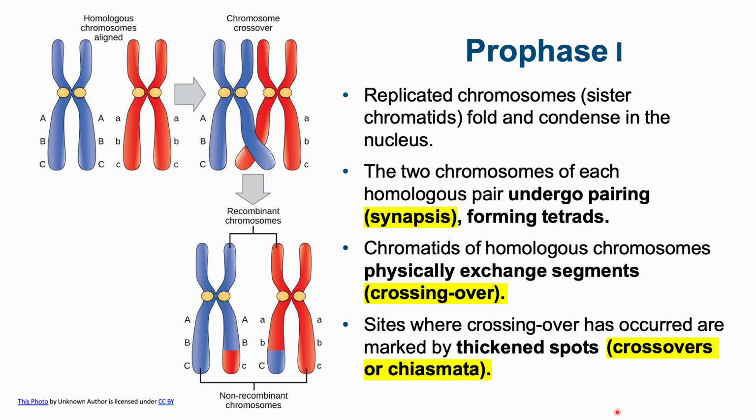Okay, so again, review natin kung ano yung nangyari sa prophase 1. Prophase 1 pa lang to ha. First, yung homologous chromosomes, they will align and then pair with each other, forming tetrads or bivalents. And this event is called synapsis. After synapsis, these homologous chromosomes will undergo crossover or crossing over. During crossover, the sister chromatids of these homologous chromosomes will physically exchange segments. And these segments will be marked by thickened spots, which we call chiasmata. Okay?